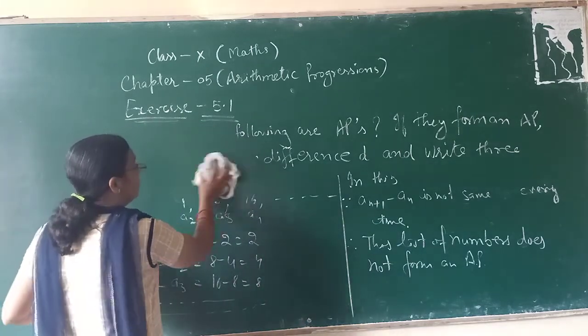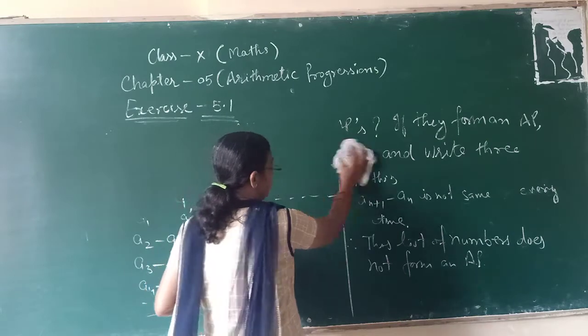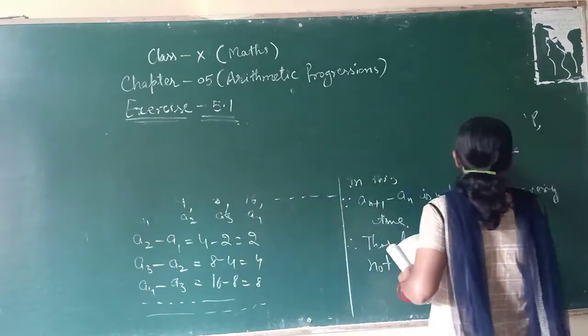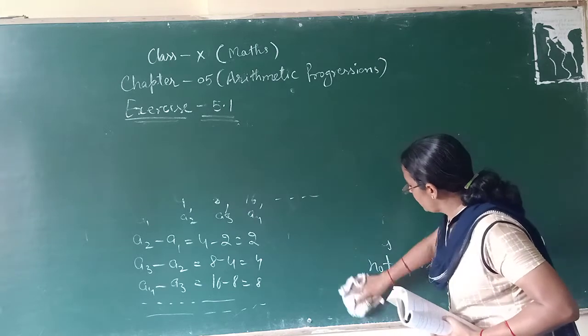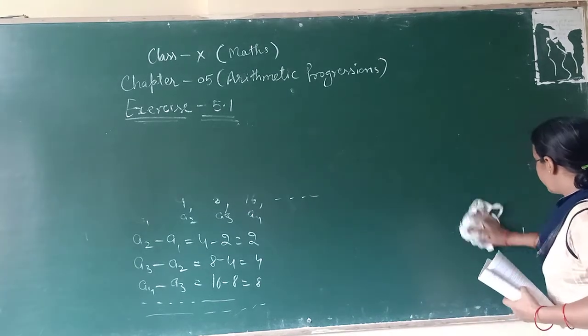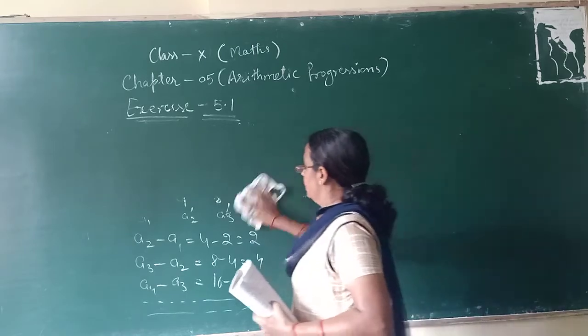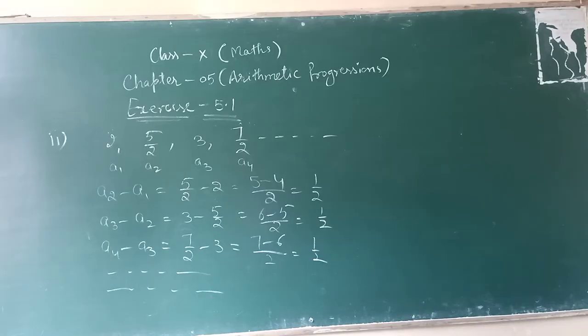There are 15 parts in this question. If you get the same A(n+1) minus A(n) every time, then you can say it forms an AP, and then we do the next part. I will explain now.